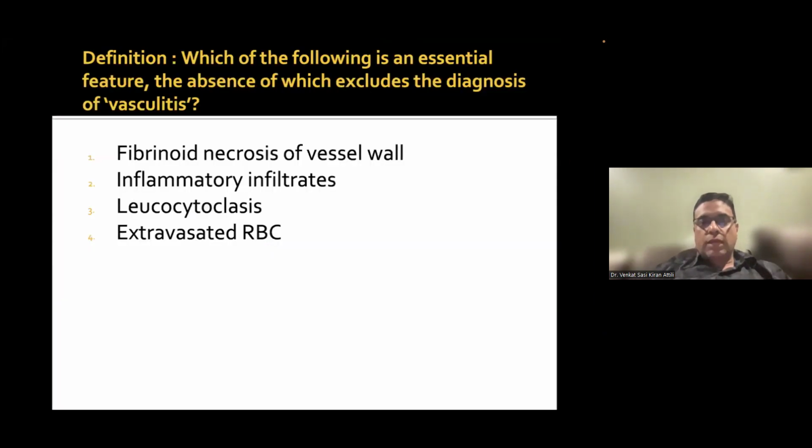The next question is, which of the following is an essential feature, the absence of which excludes a diagnosis of vasculitis? There's only one right answer. A, fibrinoid necrosis of the vessel wall. B, inflammatory infiltrates. C, leukocytoclasis. Or D, extravasated RBC. The absence of this excludes the diagnosis of vasculitis.